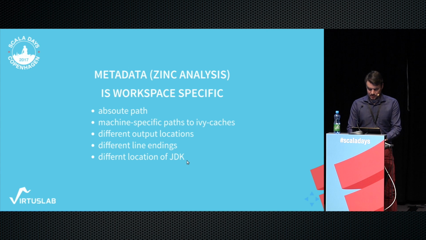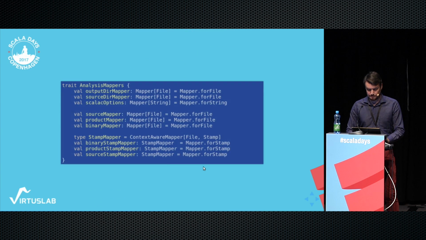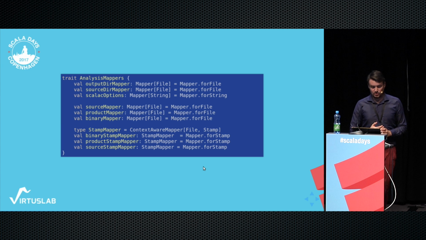And the last one is the bug that I actually have in Hoarder. I forgot to map the location of Java. So yeah, that is why you cannot just take the analysis, copy it to a different project and think that it will work. But there is a solution for that.